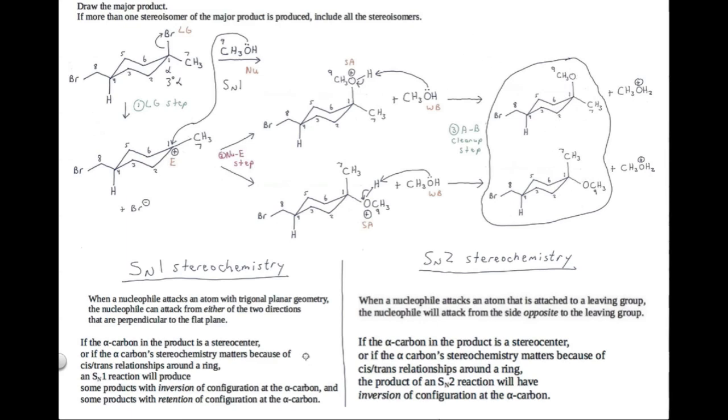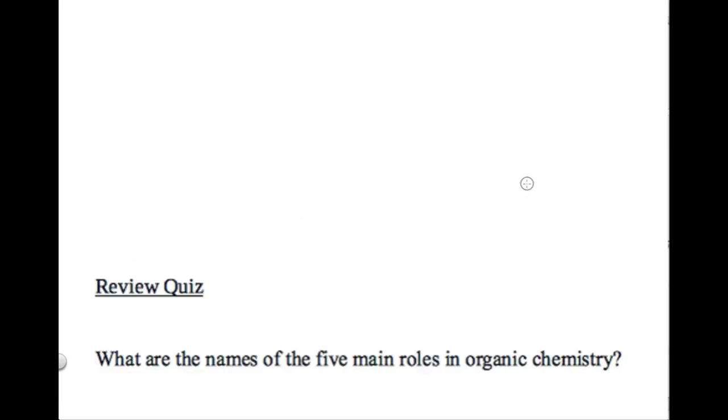We've discussed in this video that if you have a simple molecule, an SN1 reaction will produce 50% inversion and 50% retention of configuration. But we've also discussed that if you have a more complicated molecule where one side of the molecule is hindered, in that case you could get unequal proportions of inversion and retention of configuration in your products. Now let's try a review quiz.